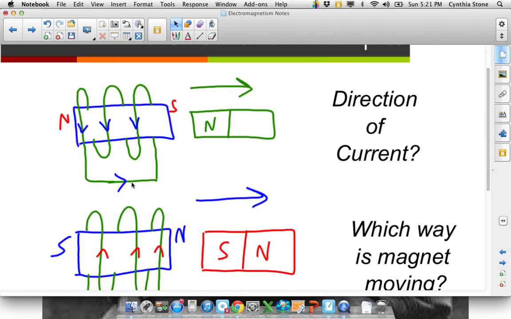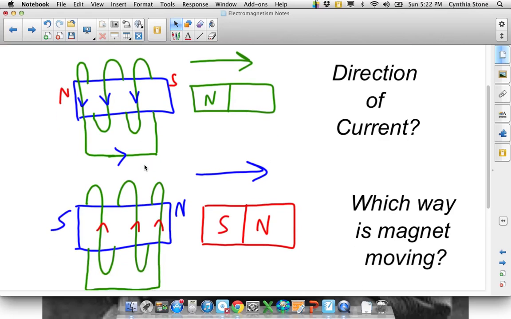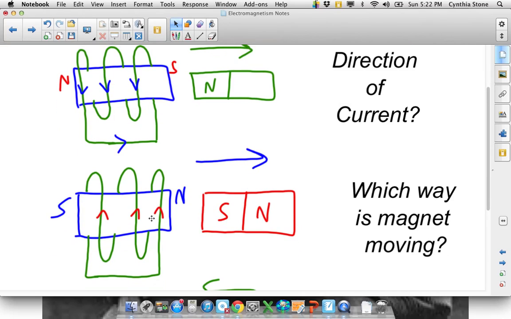So the answer here is, because I'm forcing the north away, this must be south. So therefore, now I use my left-hand rule for coils, and it shows that my fingers are pointing down around the front. Okay, that's the answer to that one. Which way is the magnet moving in this one? Well, it's to the right, and let's see why.